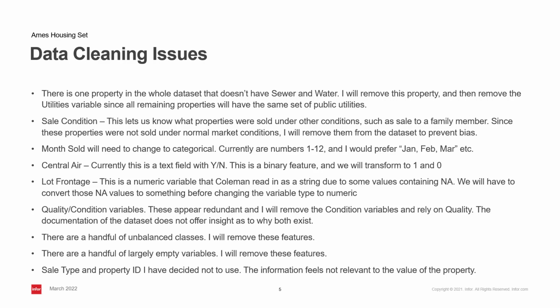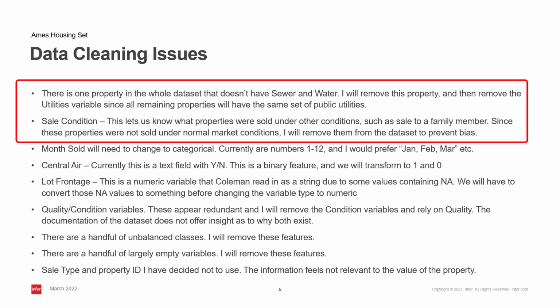I will start with the tasks that subset the data. I have 2 such tasks in front of me, one involving sale condition and the other utilities. Sale condition lets me know what conditions the property was sold under, like the family sale of the property or a sale on the open market. I've decided to remove properties that weren't sold under normal market conditions in an attempt to prevent bias.